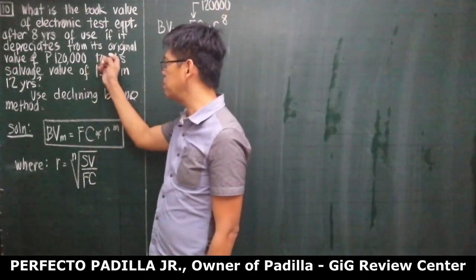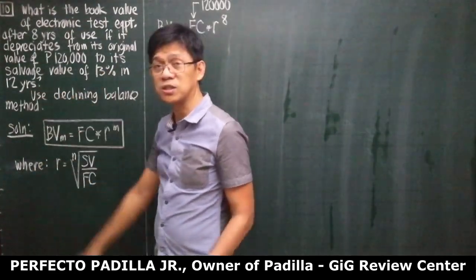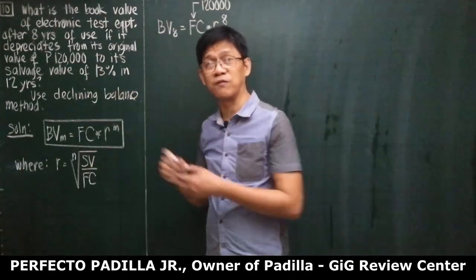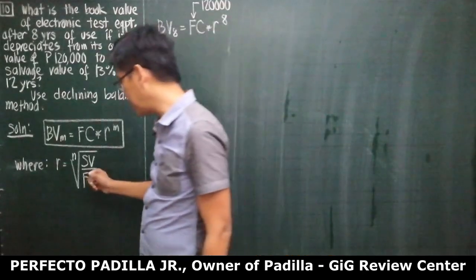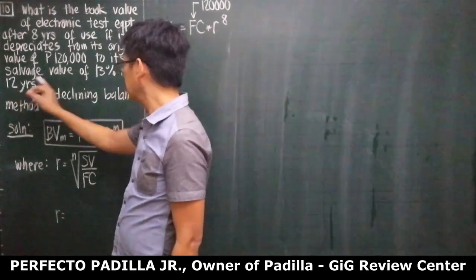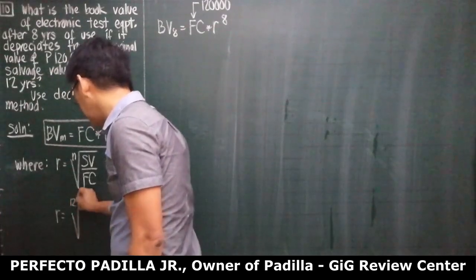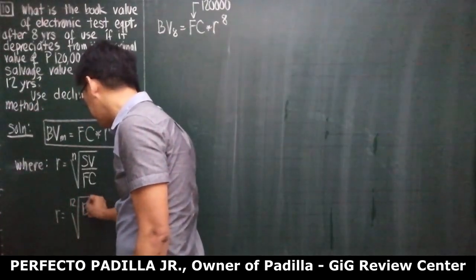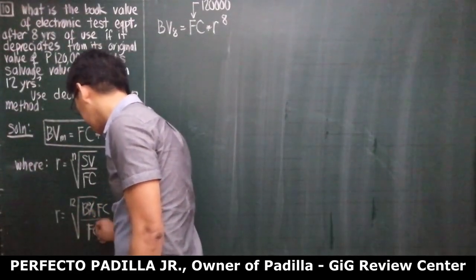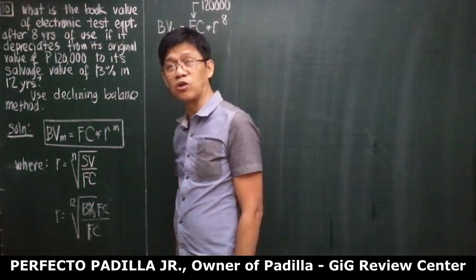It tells us the salvage value is 13% in 12 years. 13% of what? It's 13% of the original value, the first cost. So, when we solve for our common ratio, it will be the nth root. This is the salvage value at the end of 12 years. So, this is the 12th root of the salvage value, which is 13% of the first cost, over the first cost. Therefore, our R is the 12th root of 13% or 0.13.